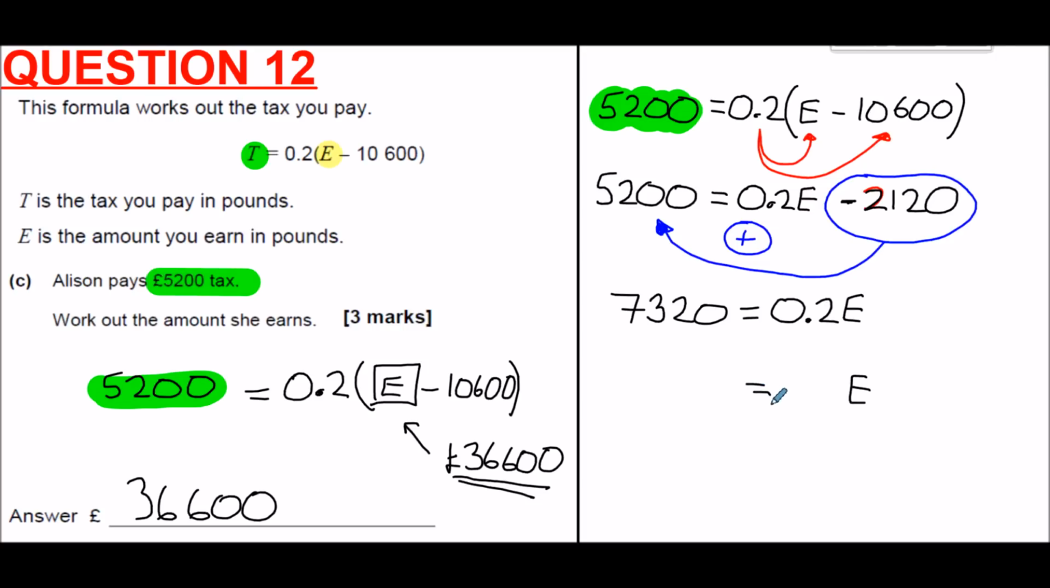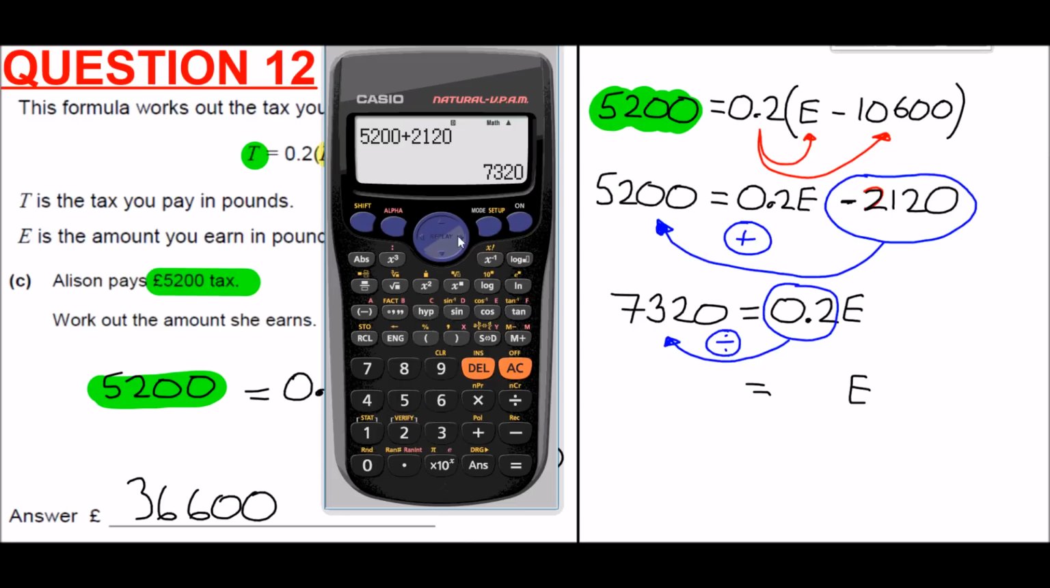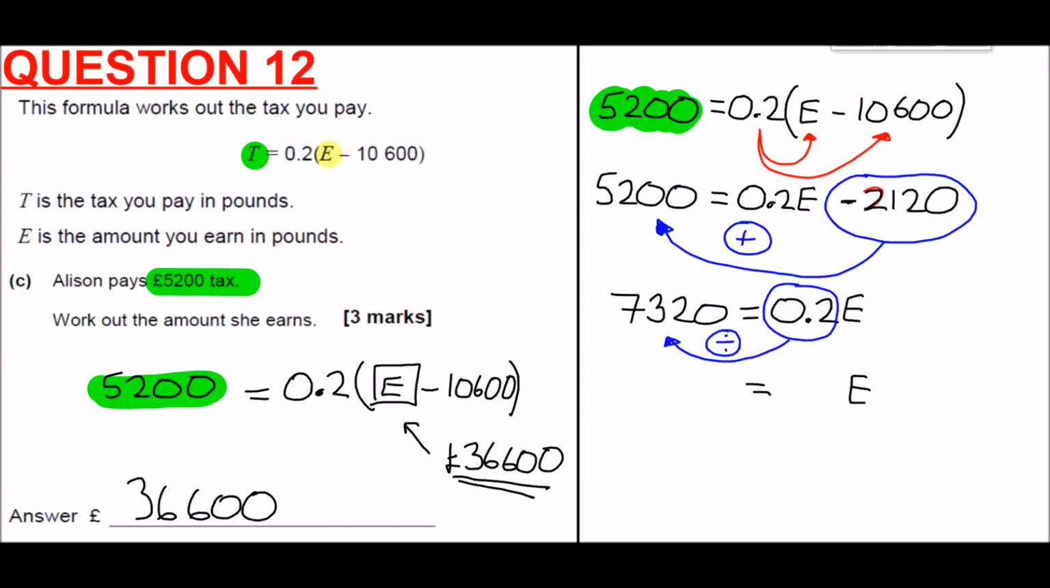And so we want to get rid of this 0.2. In the same way as before, we can swap the side and swap the sign of the thing we want to get rid of. That 0.2 is multiplying the e because it's right next to it. So when it swaps over, opposite of multiplying is dividing. And so e will be 7320 divided by 0.2. So 7320 divided by 0.2, we get 36,600.